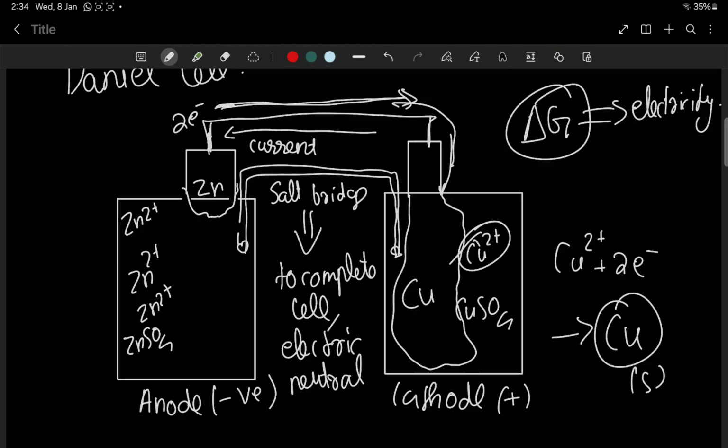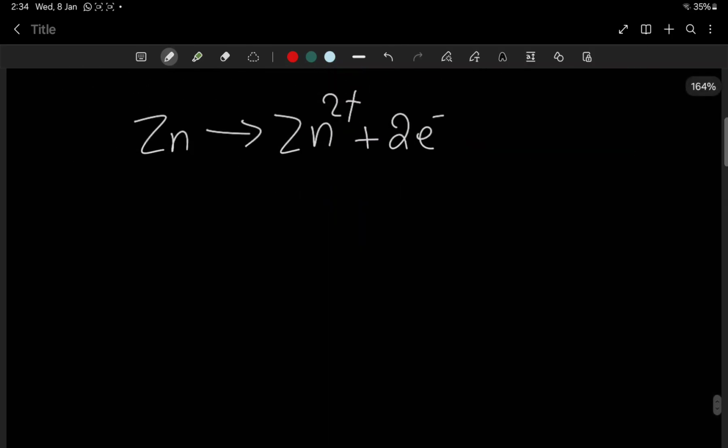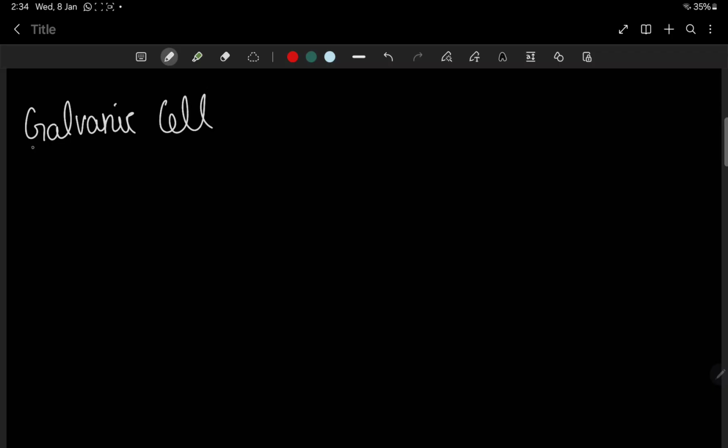Okay, so these things are over. This is the basic working of a galvanic cell. So now, the galvanic cell, basic working we know, we drew it and we understood.